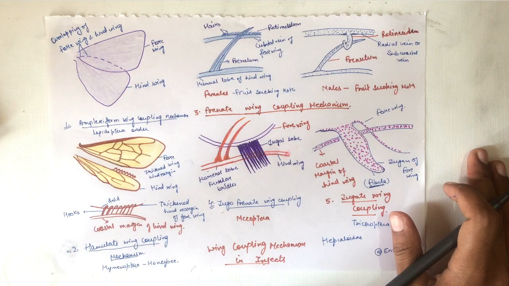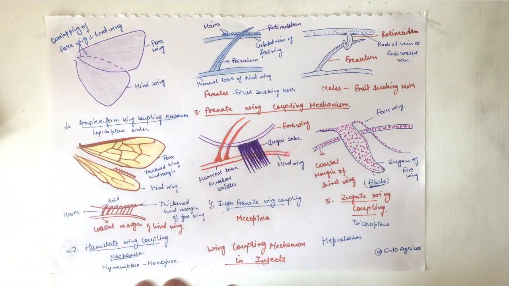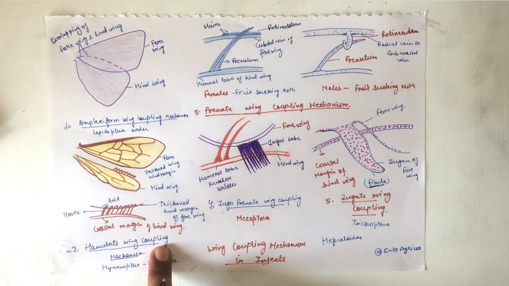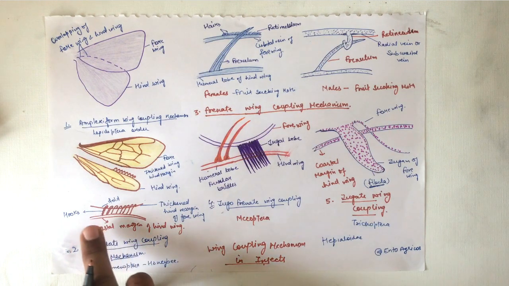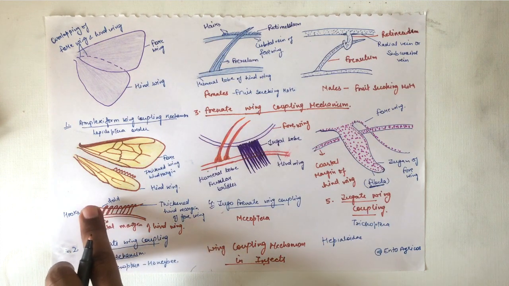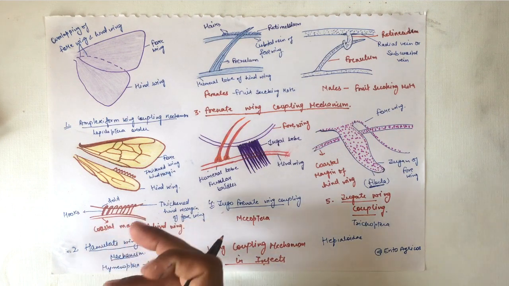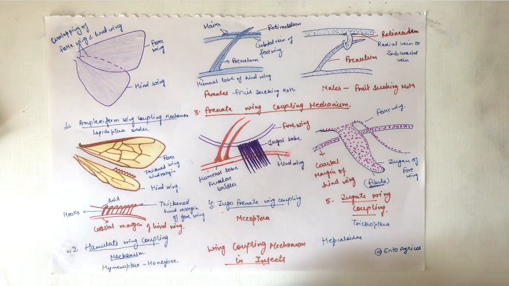First one is the implexiform wing coupling, in which the fore and the hind wing just overlap each other. And the next is the hamulate wing coupling. In hamulate wing coupling, hooks are present on the costal margin of the hind wing, and the thickened hind margin of the forewing is provided with a fold, and they get interlocked with each other.